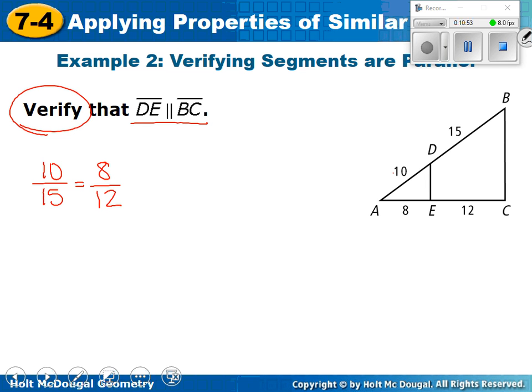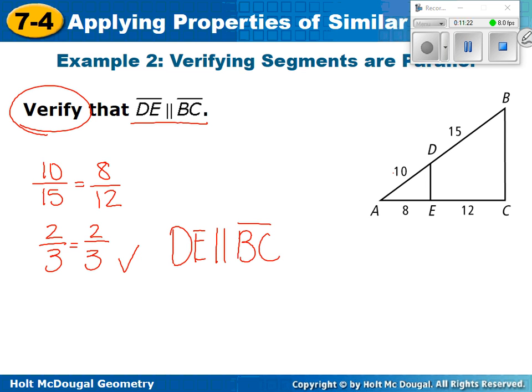All right, so let's reduce. What's 10 over 15? 2 over 3. What's 8 over 12? Because what goes into 8 and 12? 4. 4 goes into 8 twice. 4 goes into 12 3 times. So if the sides are proportional, if 10 over 15 equals 8 over 12, if 2/3 is equal to 2/3, then you can say that DE is parallel to BC.